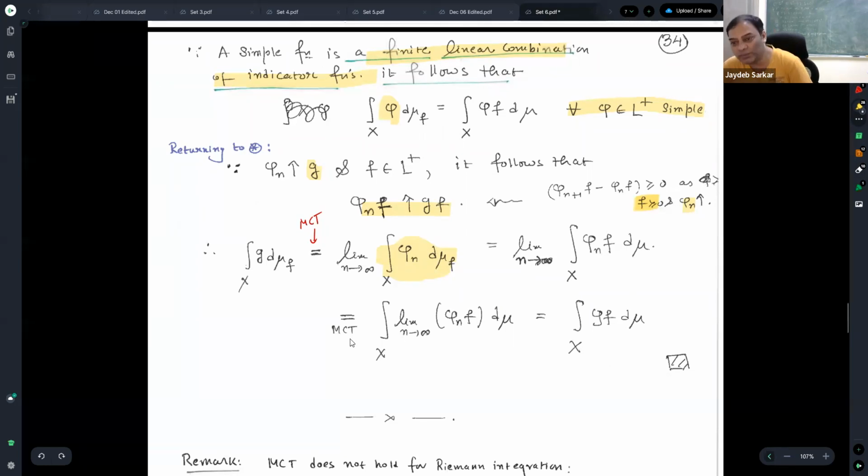Now you again apply MCT. So MCT a second time, again apply MCT and take this inside, because this is going to be an increasing sequence, and so on. All is all right. And finally you say this is your g f, and that's what you want. That proves the result.